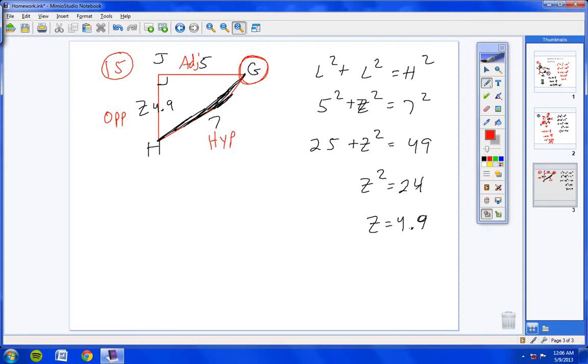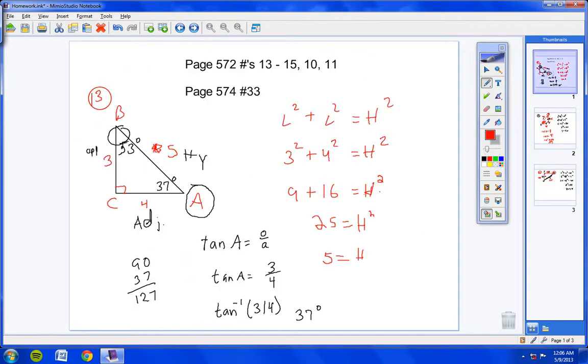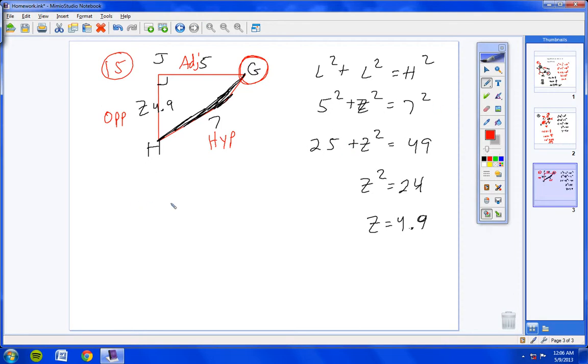Now let's look back at our last two problems. In the last problem we used cosine to find the angle. In the problem before that we used tangent. So let's use sine this time, just to show you it doesn't matter which trig function you use. So sine of angle G, that's the angle we're looking for, equals opposite over hypotenuse. So the sine of G equals opposite, which is 4.9, over hypotenuse, which is 7.